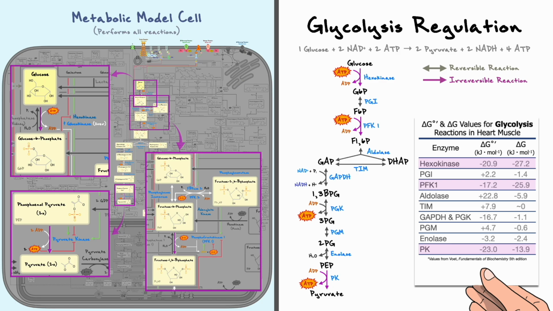Hexokinase will always make G6P regardless of the amount of glucose. PFK1 will always make F16P, and the same thing for pyruvate kinase. Because these irreversible reactions only go one way, they need to be regulated to prevent overconsumption of a given nutrient.